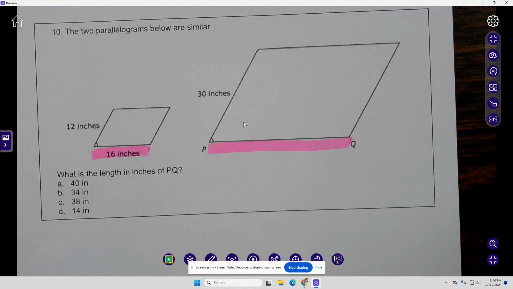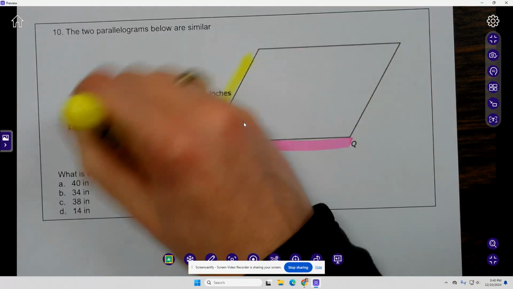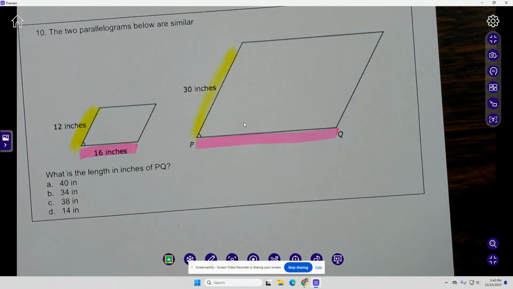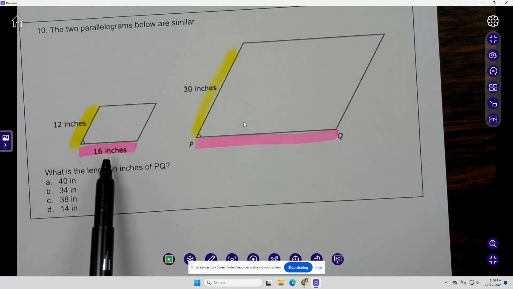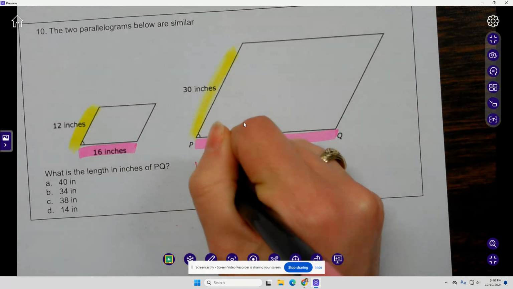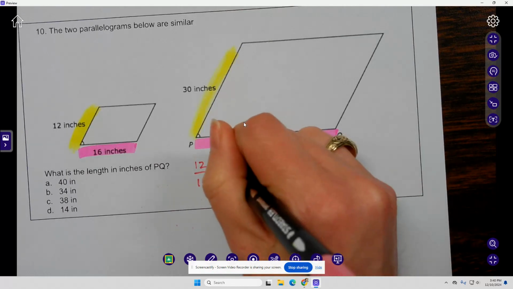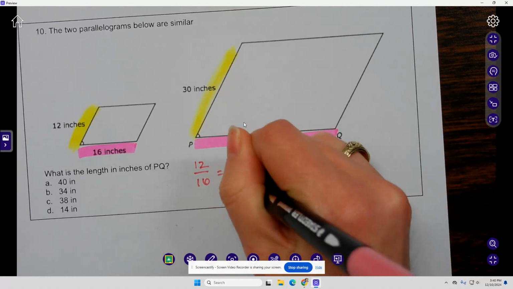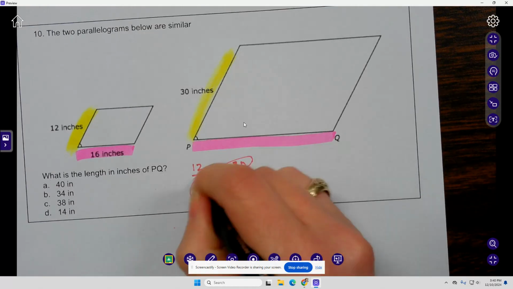Okay, so that means PQ corresponds with 16 and 30 corresponds with 12. So I'm going to set up a proportion. I'm going to do yellow over pink over here, so I'm going to do 12 over 16. And because I did yellow over pink, I also have to do yellow over pink. So that means 30 is going to go on top, X is going to go on the bottom. I'm going to cross multiply.